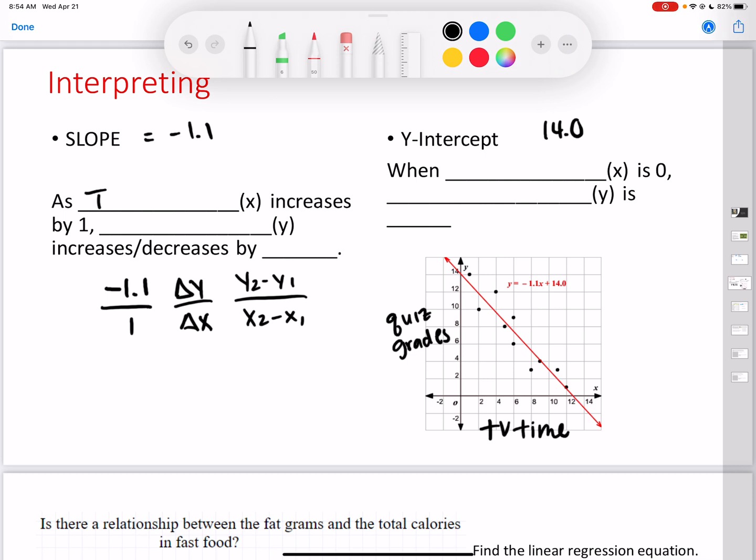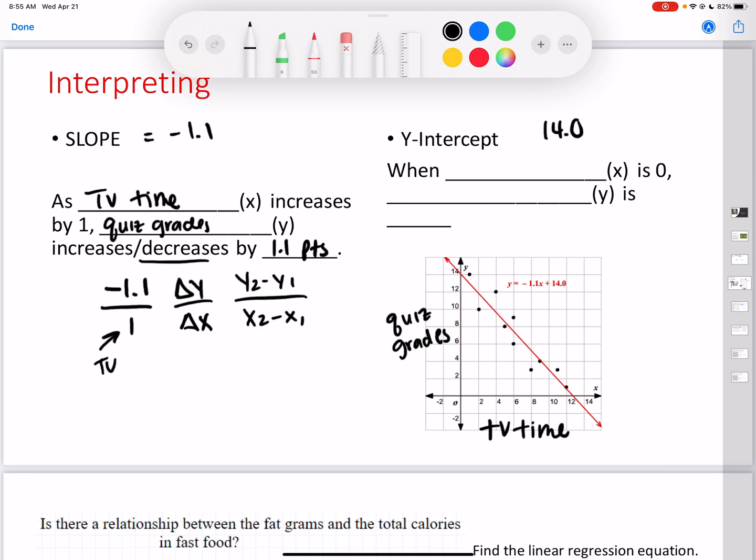So as TV time is increasing by a factor of 1, that's your x value, the quiz grades, in this case they are decreasing because they're going down, it's negative by 1.1 points. So you really want to use that context to help you interpret. So as TV time increases by 1, and we're always going to use x increasing by a factor of 1, what is that y variable doing?